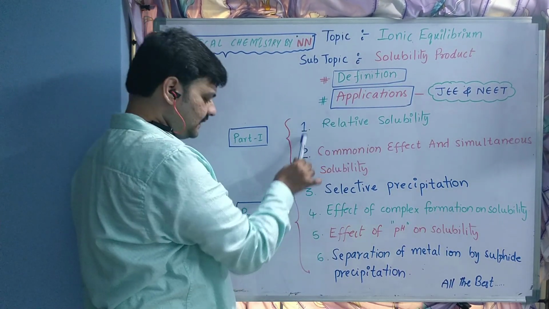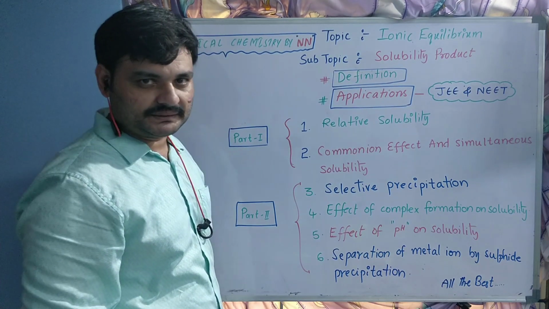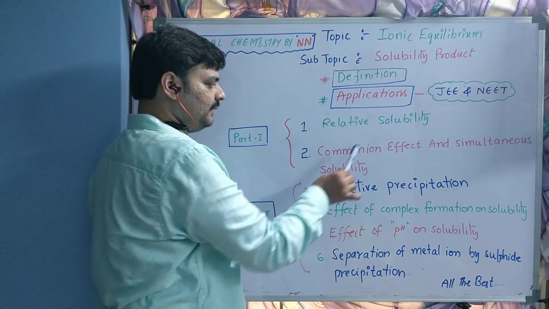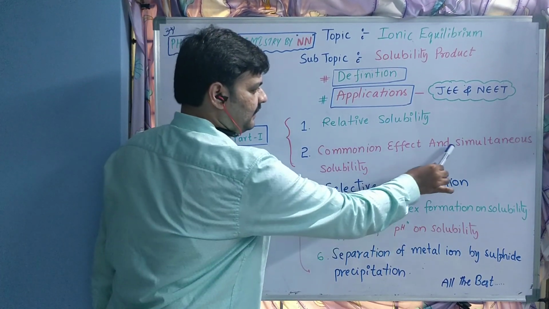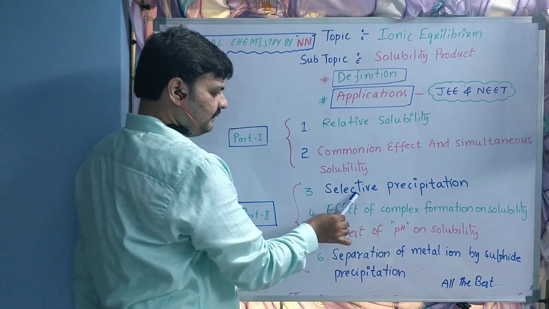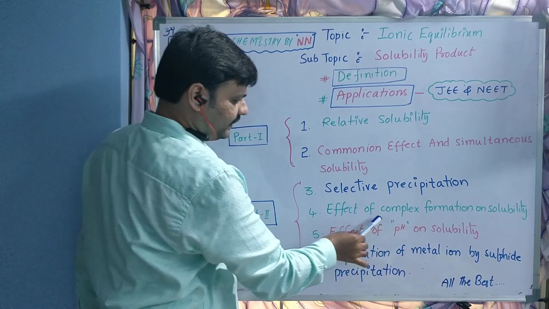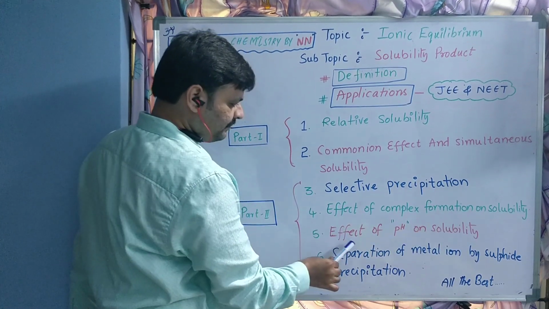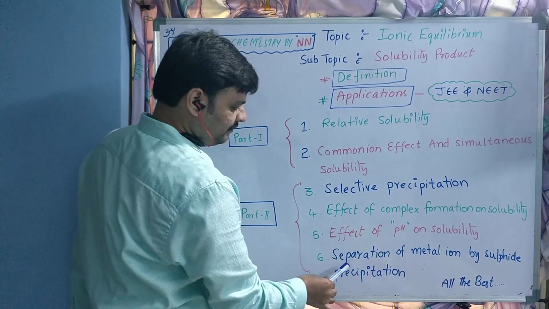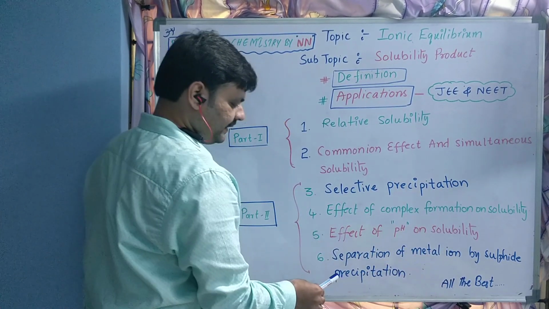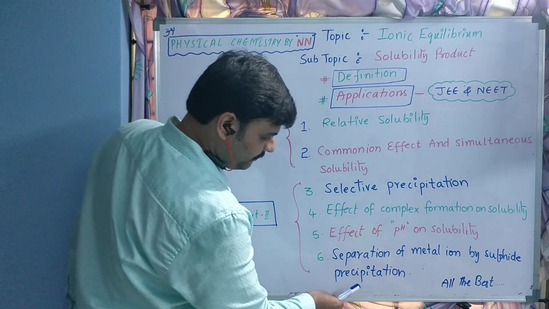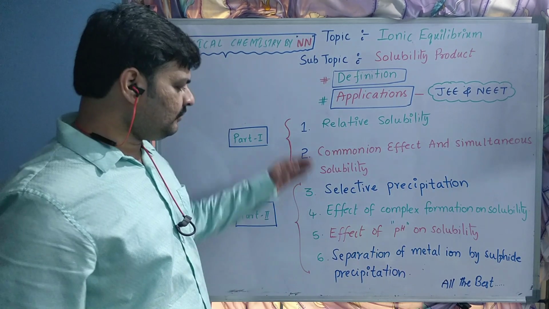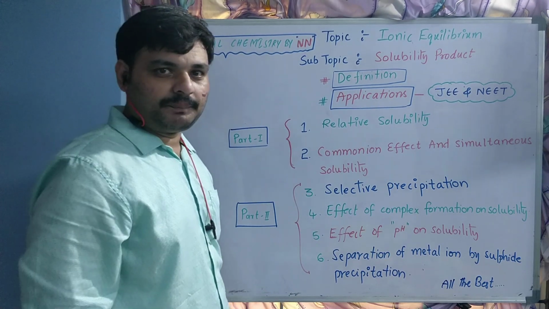In applications, there are 6 important applications. 1. Relative solubility. 2. Common ion effect and simultaneous solubility. 3. Selective precipitation. 4. Effect of complex formation on solubility. 5. Effect of pH on solubility. 6. Separation of metal ions by sulfide precipitation. So these are the 6 applications.